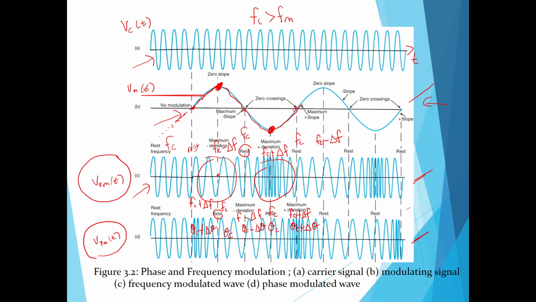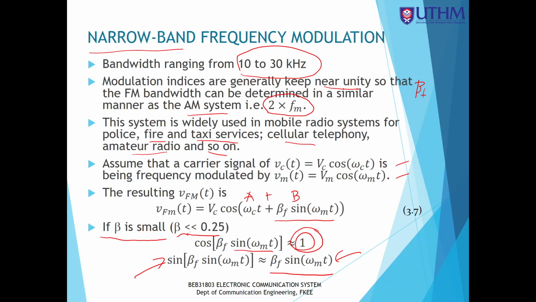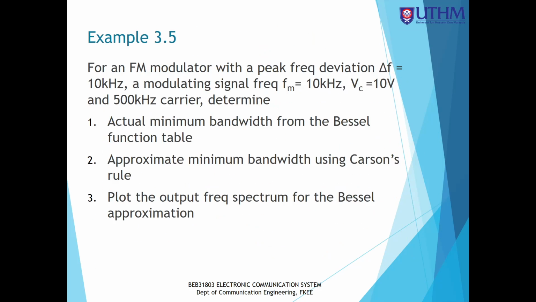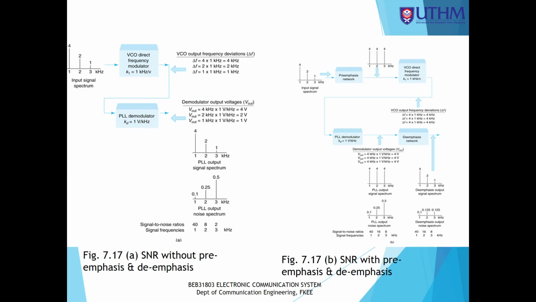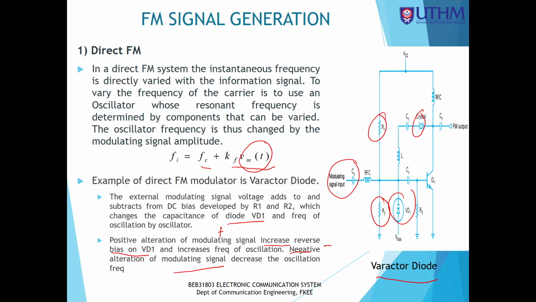So apabila input signal bergerak ke arah positive maximum, maka nilai frekuensi carrier bergerak ke arah minimum. Apabila nilai input signal bergerak ke arah maksimum negatif, maka nilai frekuensi carrier akan menjadi ke arah maksimum. Okay. So, pergi kepada gambar rajah yang tadi. Okay. So, dalam kes ini, varactor diode akan directly change the carrier frequency based on the perubahan amplitude daripada input signal.